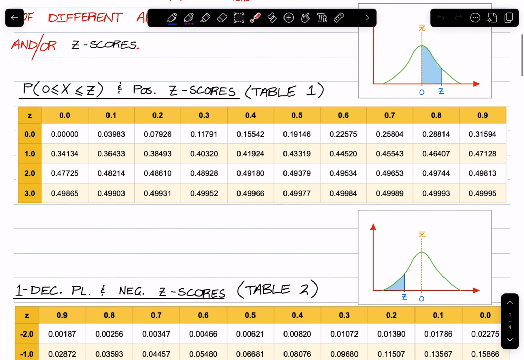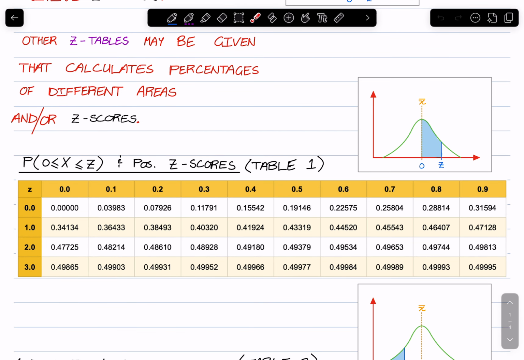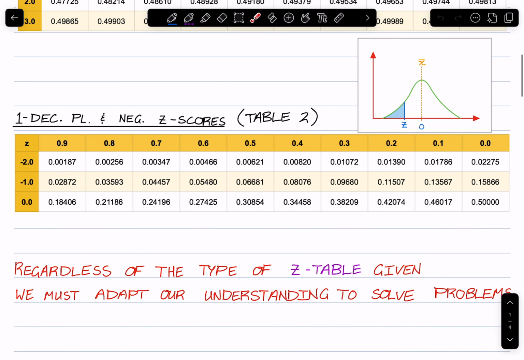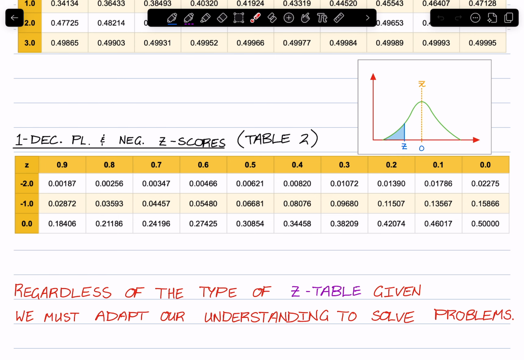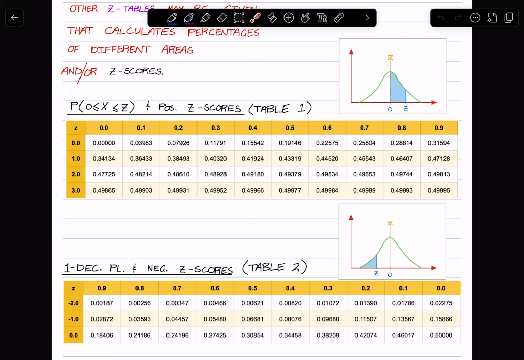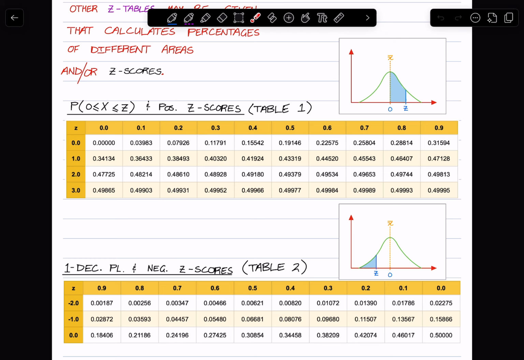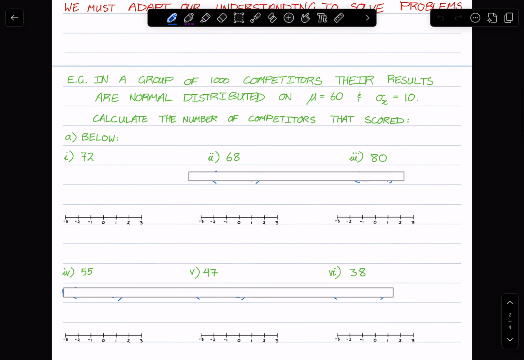I'm going to show two different types of tables here. Here's one where it's graphed, and it shows the percentage from 0 to whatever Z it is for only positive Z scores. In another video, we're going to be looking at a table that shows negative Z scores only. You can also see I've simplified the Z scores that we're working with. In this instance, we are only going to be working with 1 decimal place values of Z scores. So let's go straight into our examples here.